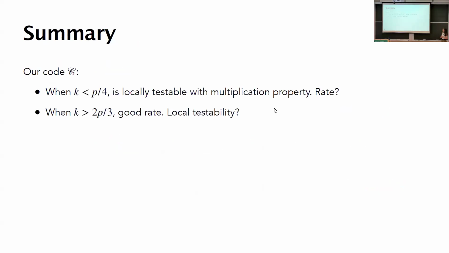So, summary. Our code is a family of codes. I think it's pretty nice. The complex is really beautiful. We weren't able to show too much, but what we were able to show is that when k is less than p/4, it's locally testable and has a multiplication property, leaving rate as an open question. It'd be really nice if you can show ideally constant rate. When k is bigger than 2p/3, the constraint counting will work, so you can get good rate, but we don't know multiplication and we don't know local testability.